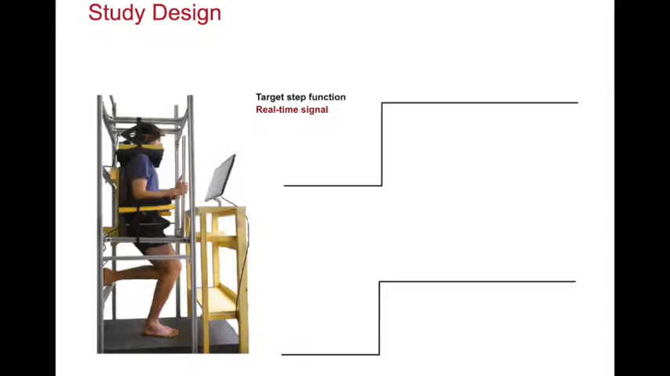Using step functions that we displayed on the screen, we asked them to best match the real-time signal to the prescribed force magnitude or force position step function. They achieved this for force magnitude control by pushing more or less against the ground with their foot. And for force position control, they achieved this by shifting their pressure beneath their foot, either anteriorly, posteriorly, or medial-laterally.